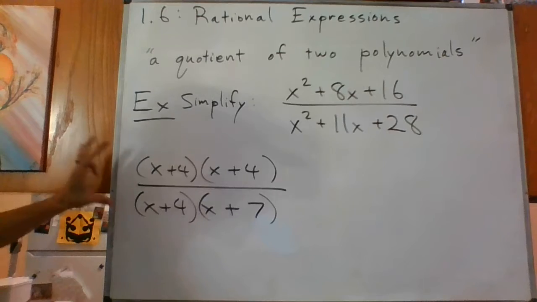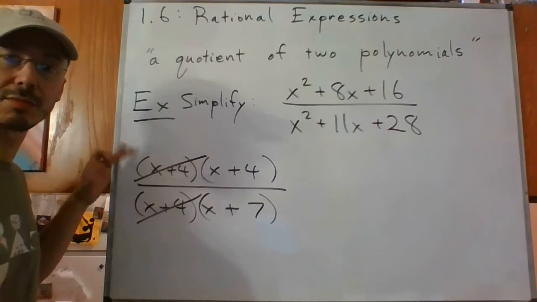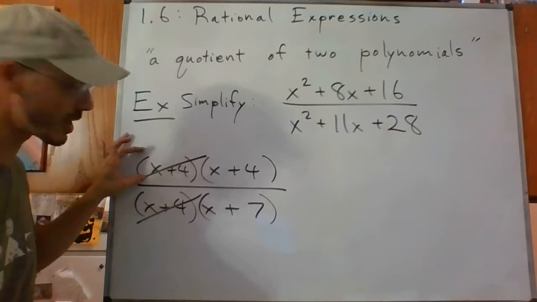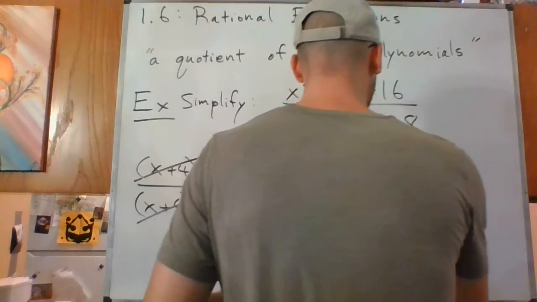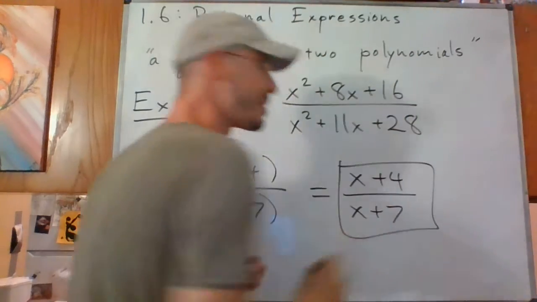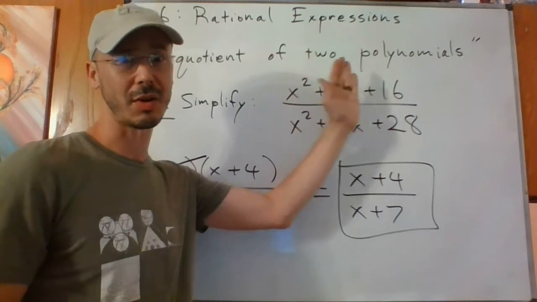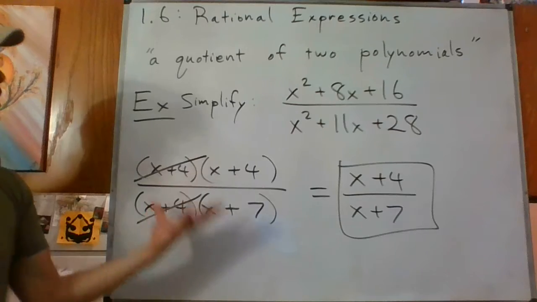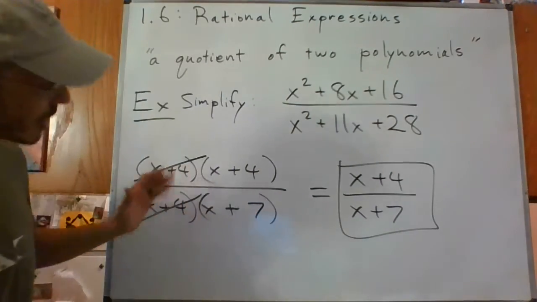Now you can see when it's in factored form that there are common factors between the numerator and denominator. They both have a factor of x plus 4. I can cancel those or remove them, and what's left is x plus 4 over x plus 7, and that's the simplified form. So it's not by canceling the x squareds, they don't cancel like that. When we factor the polynomials, we can then remove those common factors, canceling the correct way.